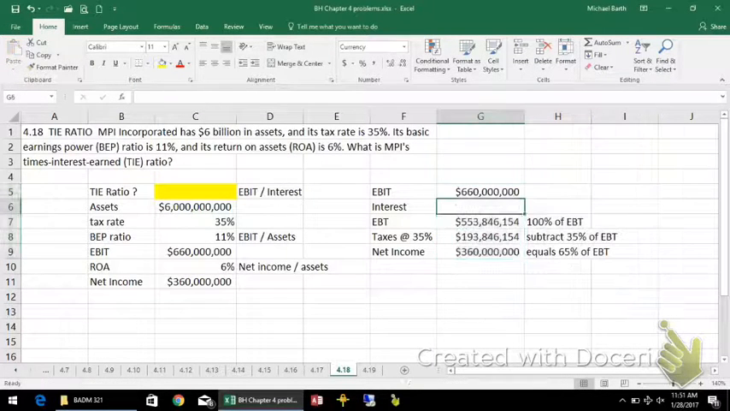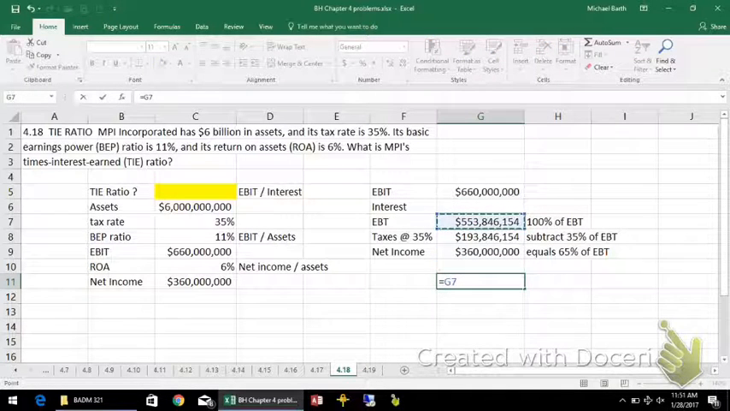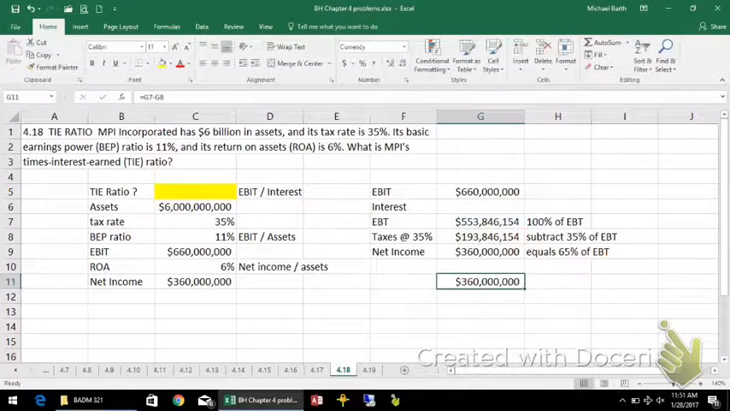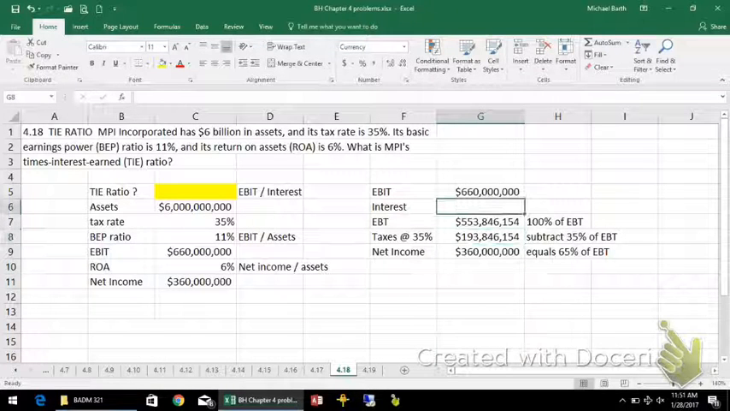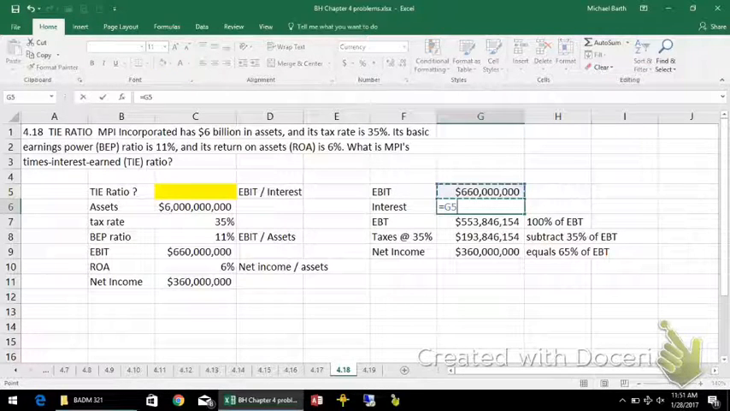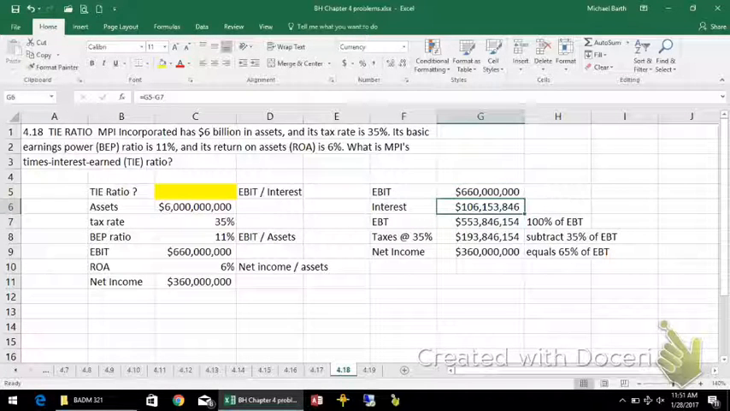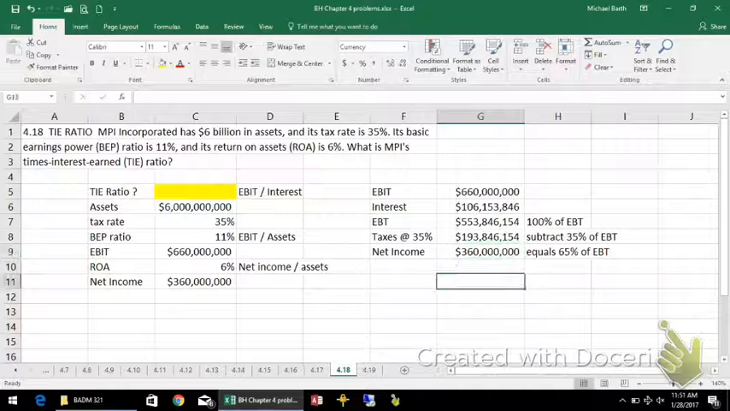Make it pretty so it's easy to read. I can double check by multiplying EBT times 35% to get the taxes and then subtracting that. If I've done it right, I come up with the correct net income number, and I did. The only difference between EBIT and EBT is the I, or the interest expense. So interest must be 106 million, etc.